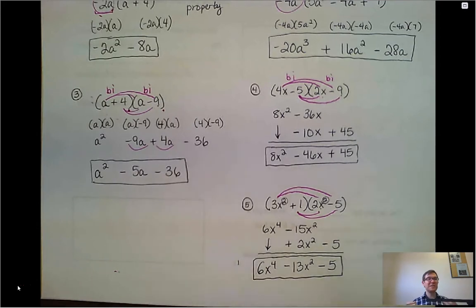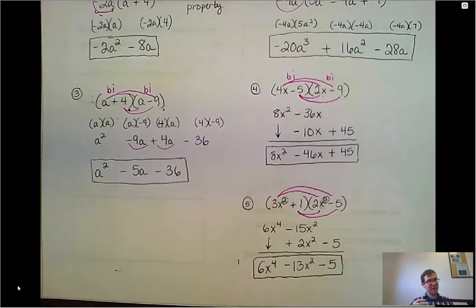So in all of these, it is simply multiplying every term in your first polynomial times every term in the second polynomial, and then combining your like terms.